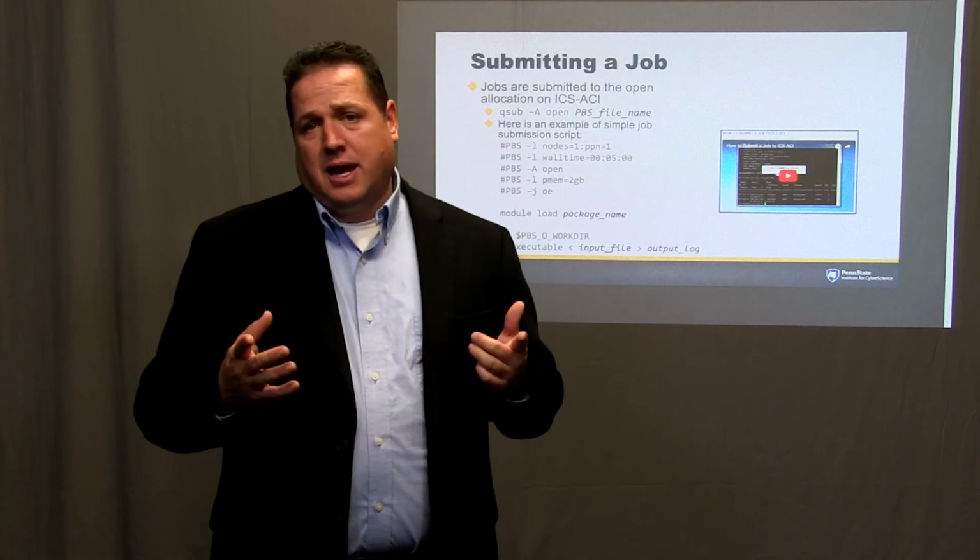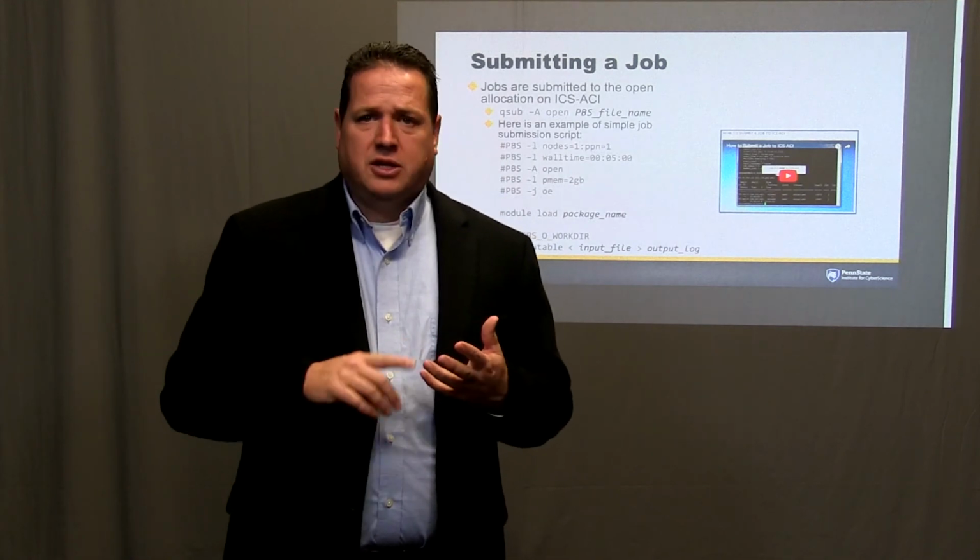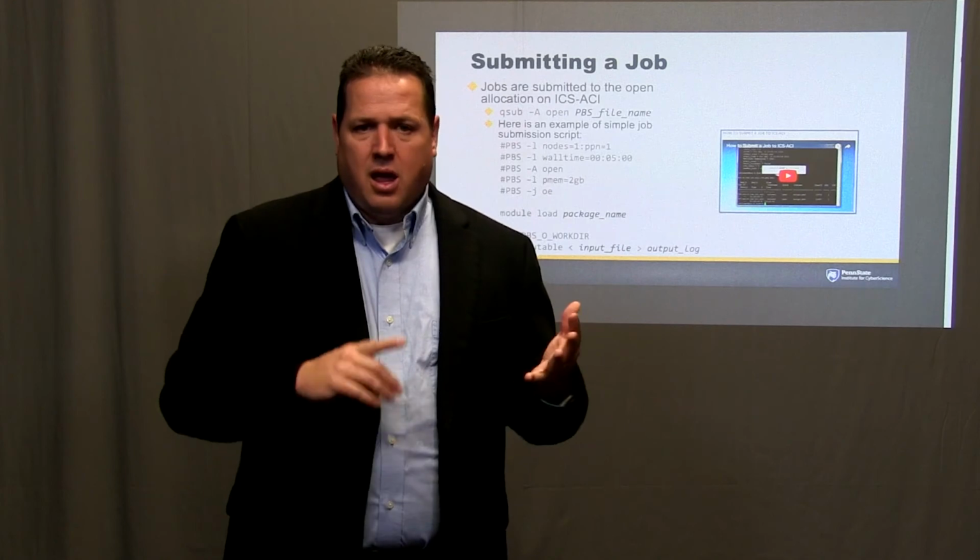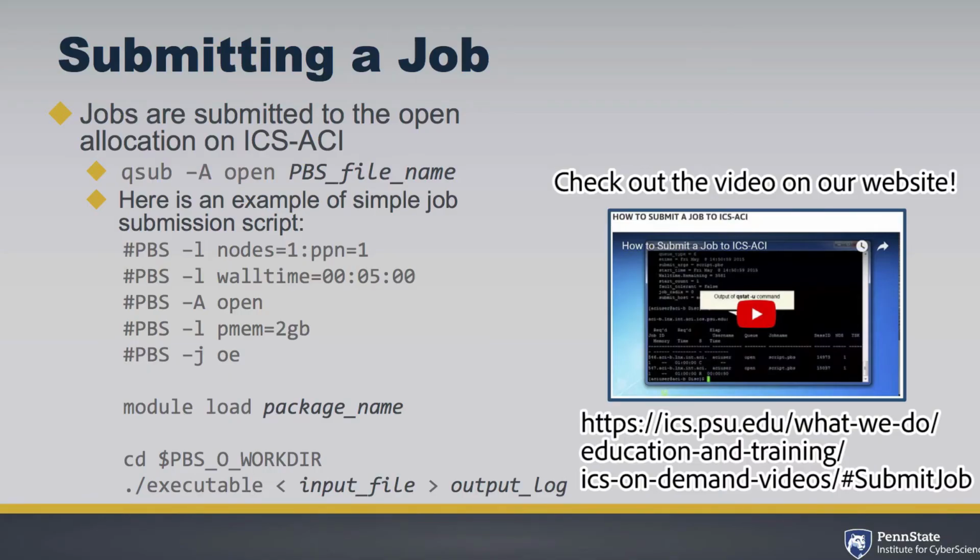Submit a job. So now you've got an account. You've got your directories, you've downloaded some data to there. Now you want to actually run a job and submit a job, okay? Jobs are submitted to the open allocation, so you can do a qsub. As you see, that's qsub -A. That -A is just for the allocation or location where the job's going to be submitted. In this case, the word open after that indicates that it's going to be submitted to the open queue, or the open allocation on ACI. That has some limitations I'll talk about later on.